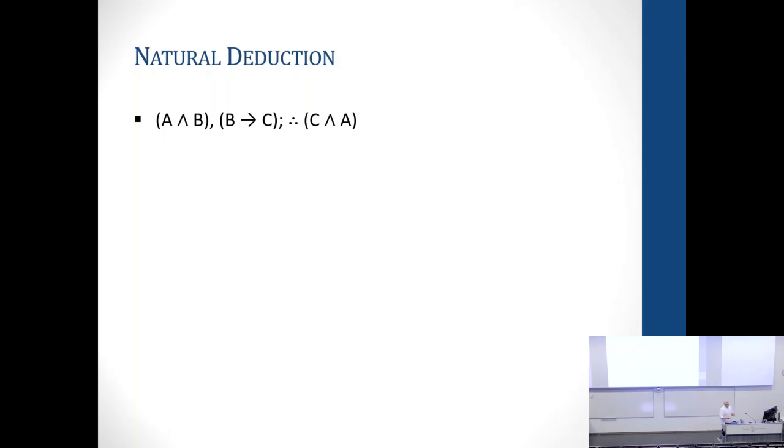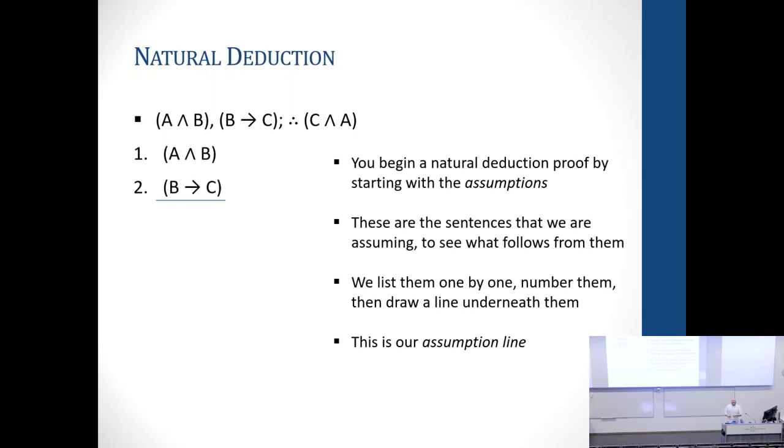Now our proofs, the natural deduction proofs, are going to take that reasoning I just walked through and formally express it. Here's how we do it. We start by listing all of our premises, all of our assumptions. Now what we're going to do is take these as true for the sake of the proof. We list them vertically, we number them. Once we've listed all of them, we draw a horizontal line underneath.